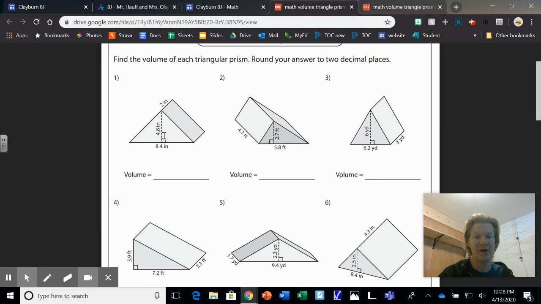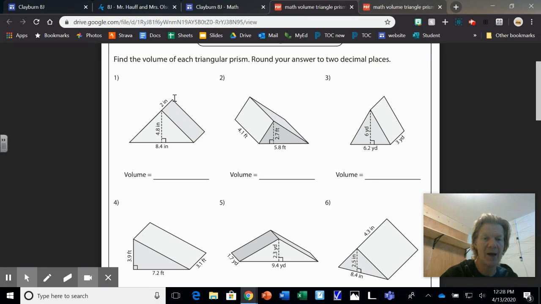It's base times height divided by 2 to get the area of the triangle, and then times that by the other dimension. So for this first one, we're going to go 8.4 inches times 4.8 inches and divide that by 2, and then multiply that by 2 to get the volume of the whole thing. So actually, let's just do that on the calculator. I'm going to go 8.4 inches times 4.8 inches, divide that by 2, and I get 20.16. That's the area of this front triangle.